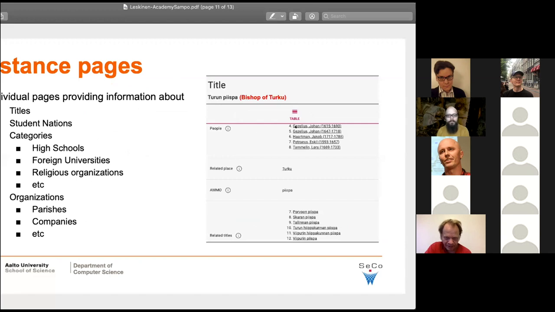In this case, we have a list of all the people. There are more than eight, but it only shows eight who have had the title Bishop of Turku. Here's the related place, the related entry at the Ammo ontology, and related titles like Bishop of Porvoo or Bishop of Tallinn.